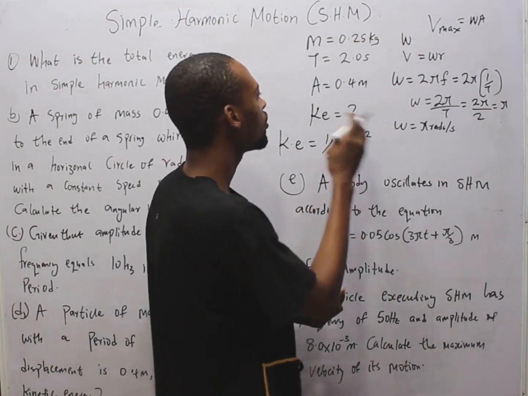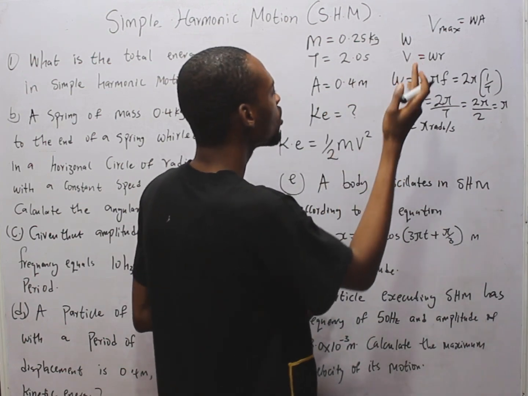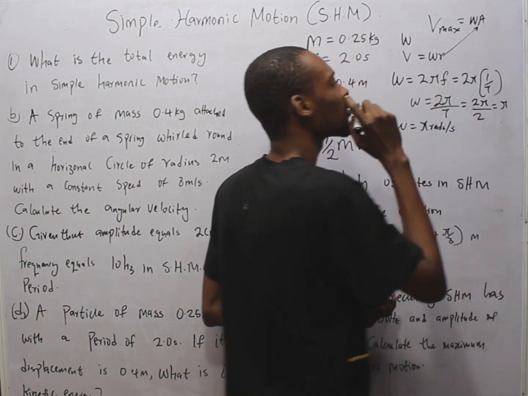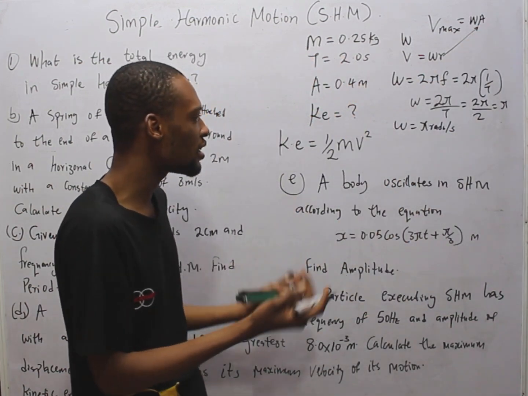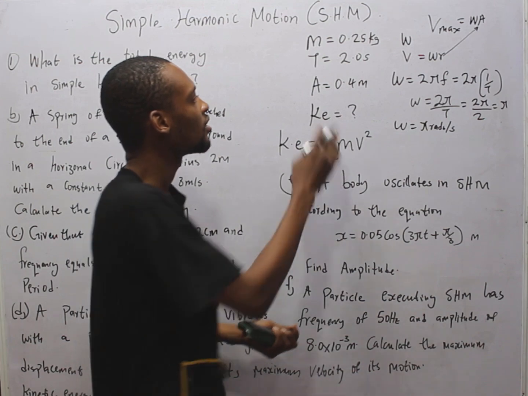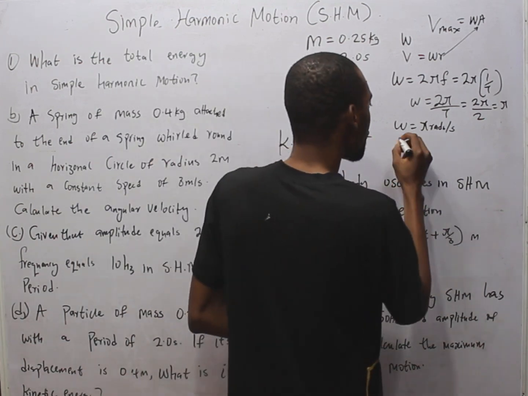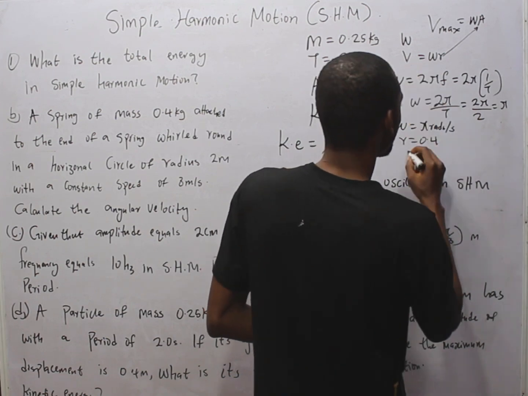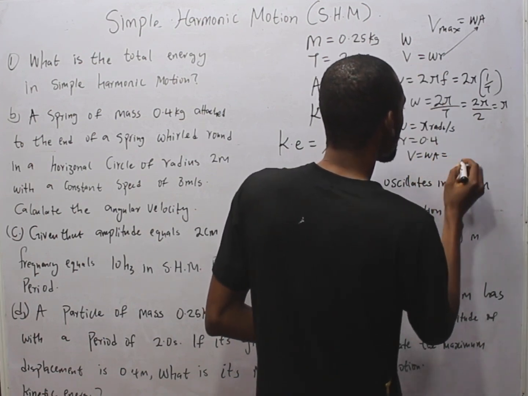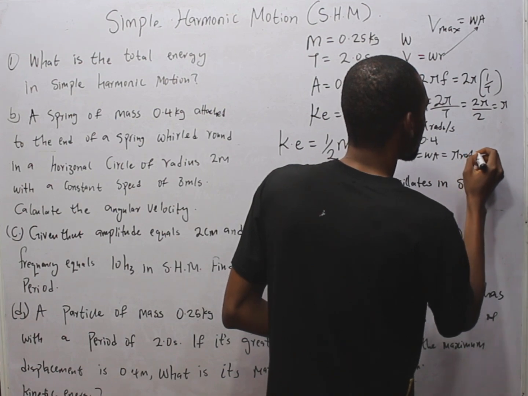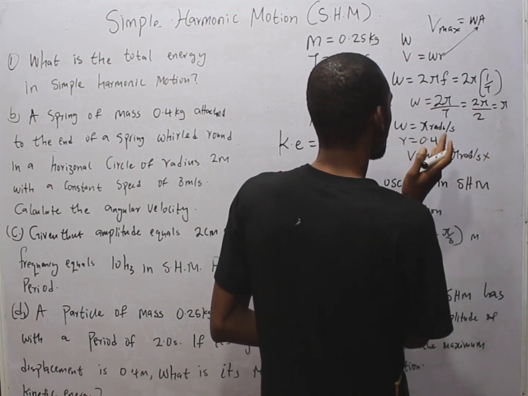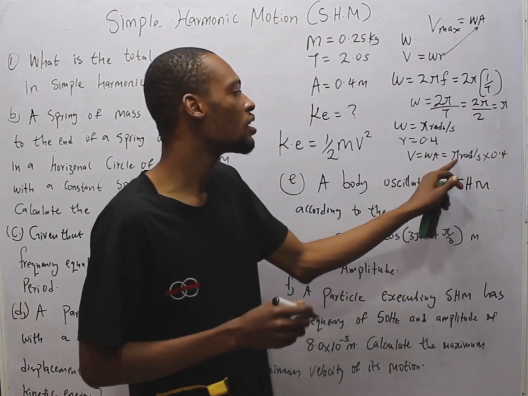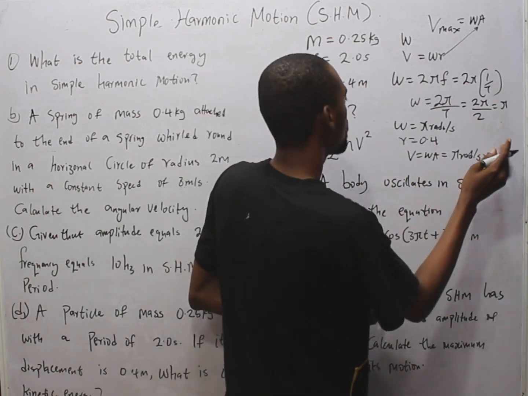Meaning, at maximum displacement, V is equal to WA, and V is equal to WR. So R is equal to A. If R is equal to A, we've gotten what we want. A is 0.4, meaning R is equal to 0.4. V is equal to WA, which is equal to pi rad per second times A or R, which is 0.4. This simply gives you 0.4 pi meters per second.